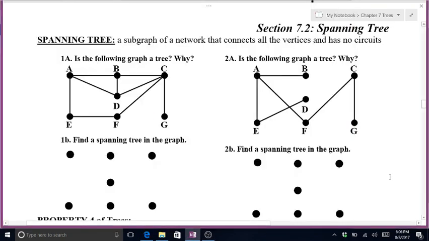Welcome back. Section 7.2 is specifically on spanning trees. So, let's review. A spanning tree is a subgraph of a network that connects all vertices but has no circuits. So, let's take a look at the couple examples here.